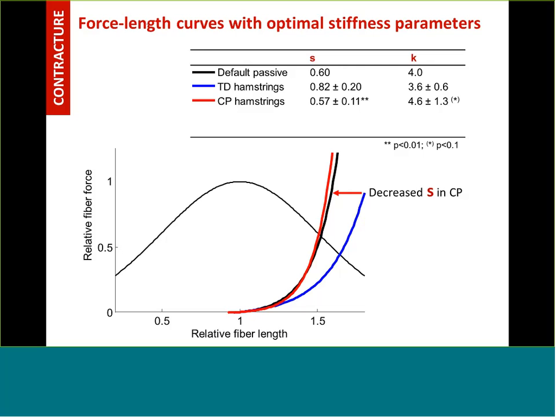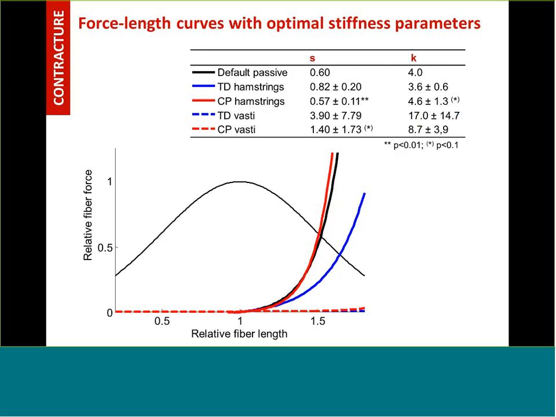And thus, for the same optimal force of 1, TD muscles were stretched more to 82% versus 57% for the CP muscles. You can also see from the numbers that there are quite large standard deviations, so large differences between subjects. And this means that the stiffness differs considerably between subjects, but also that our optimization method was able to individually tune these S and K values to match the measured passive moments.